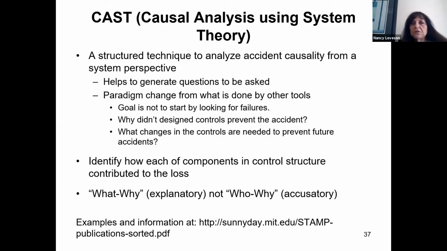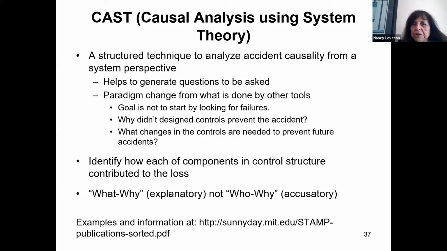So CAST is a structured technique to analyze accident causality from a system perspective. It also helps to generate the questions to be asked. So if you're doing it along with the investigation process, you get the questions that you should be asking in the process. When I get these things after the fact, and I generate all these questions, I don't have any way to answer them. I need them when we're investigating.